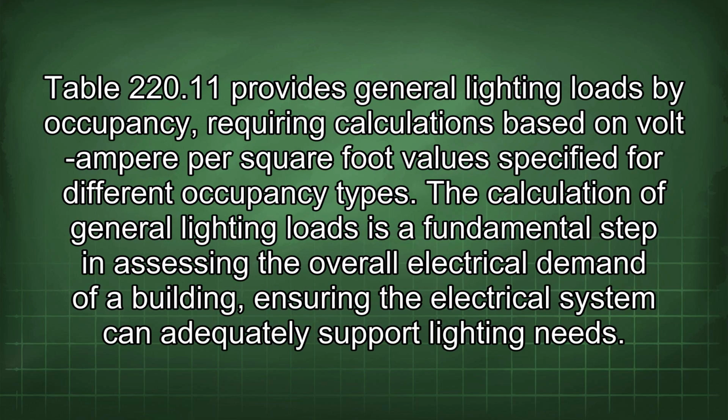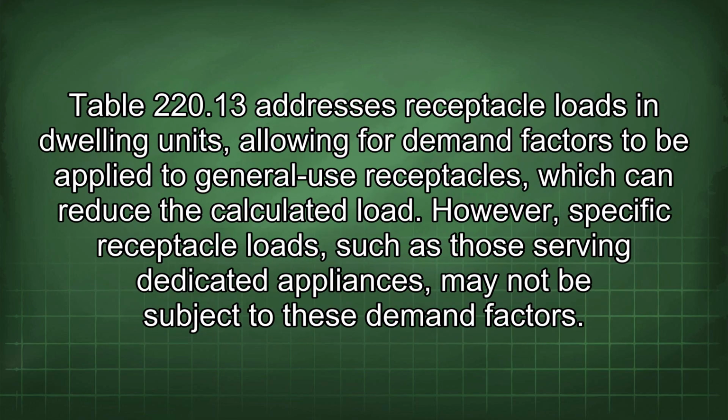Table 220.11 provides general lighting loads by occupancy, requiring calculations based on volt-ampere per square foot values specified for different occupancy types. The calculation of general lighting loads is a fundamental step in assessing the overall electrical demand of a building, ensuring the electrical system can adequately support lighting needs. Table 220.13 addresses receptacle loads in dwelling units, allowing for demand factors to be applied to general use receptacles, which can reduce the calculated load. However, specific receptacle loads, such as those serving dedicated appliances, may not be subject to these demand factors.